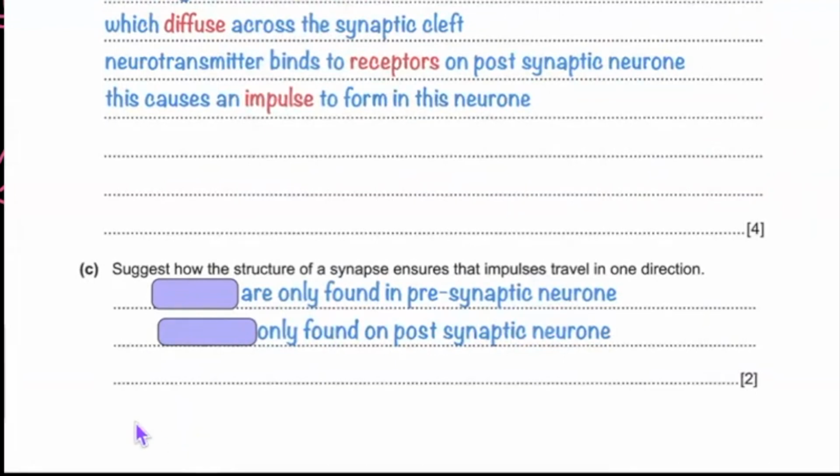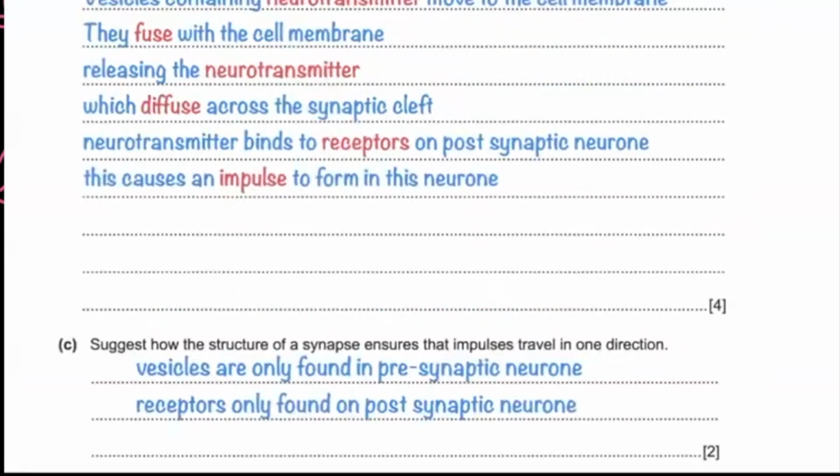Could you please tell us? Yes. Vesicles and receptors. So vesicles in the presynaptic, good, and receptors. Very good. Awesome. Right.